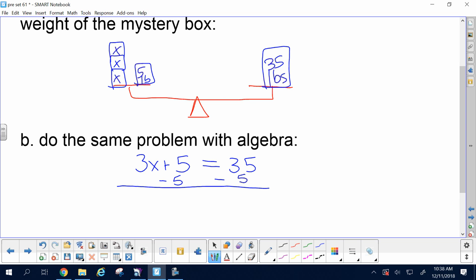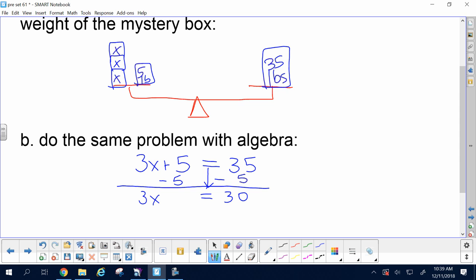And on the left-hand side is? 3x. Put the balance directly below the equal sign. You put another equal sign. Not off to the side, not over to a diagonal, directly below, working down. 3x is? 30. Now that was one step. We still have work to do to get x by itself.